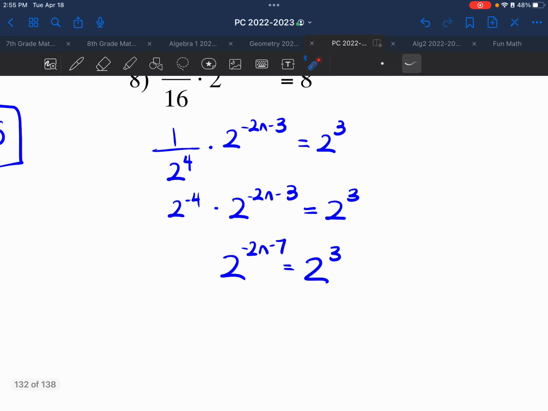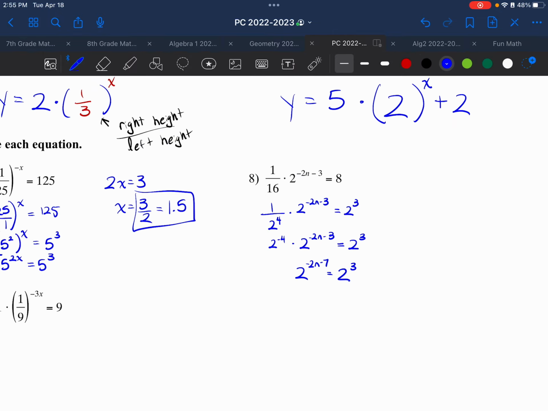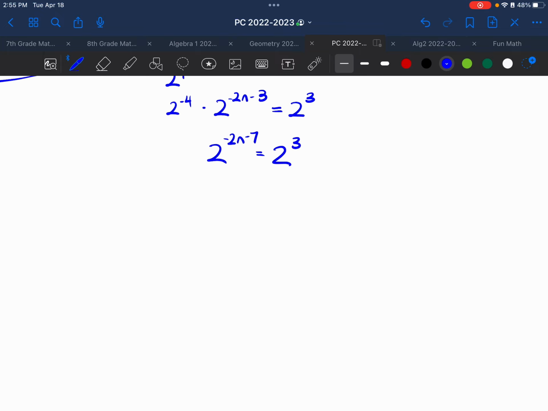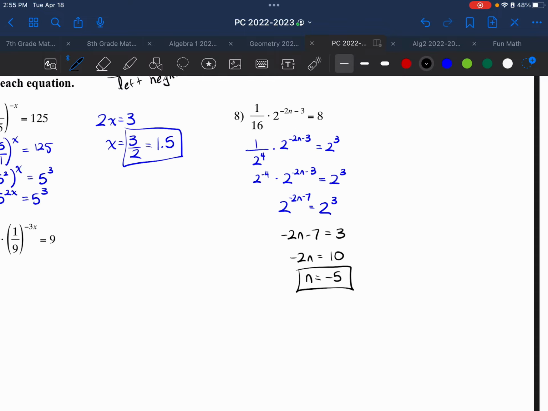And just like before, if the bases are the same, the exponents must therefore be the same because we have an equal sign. So I can now say, how much room do I have down here? I don't have a number 10, so I can keep going down. I can now say that negative 2n minus 7 has to be equal to 3. And then from there, I can add 7 to both sides. I get negative 2n is equal to 10, and then divide both sides by negative 2, and n is equal to negative 5. Final answer, and box it.